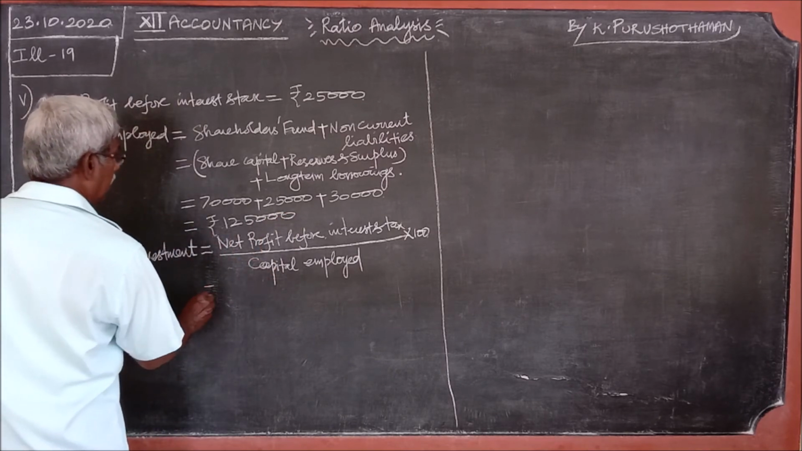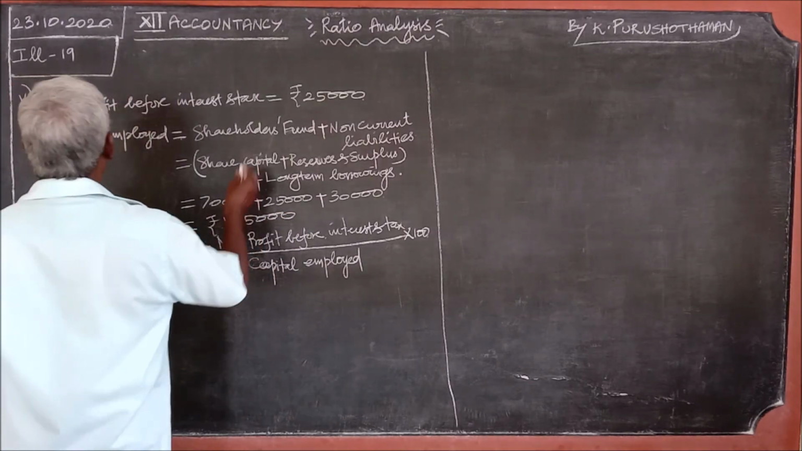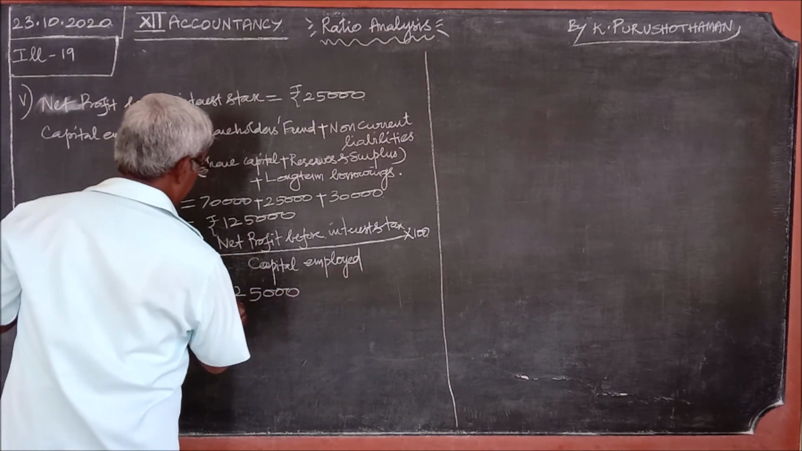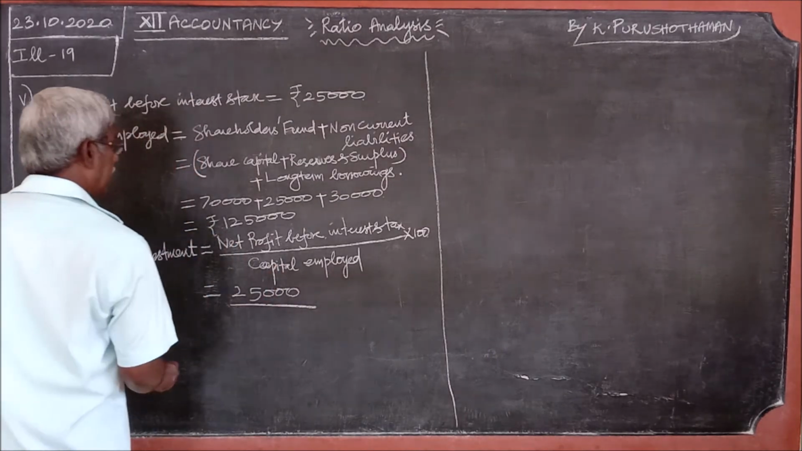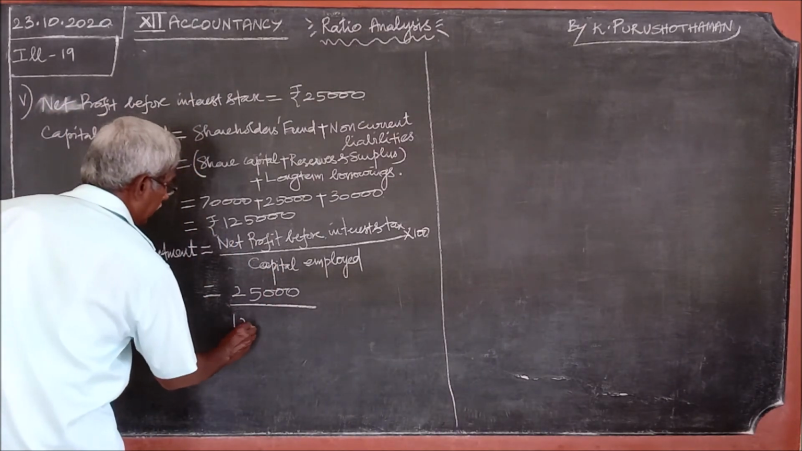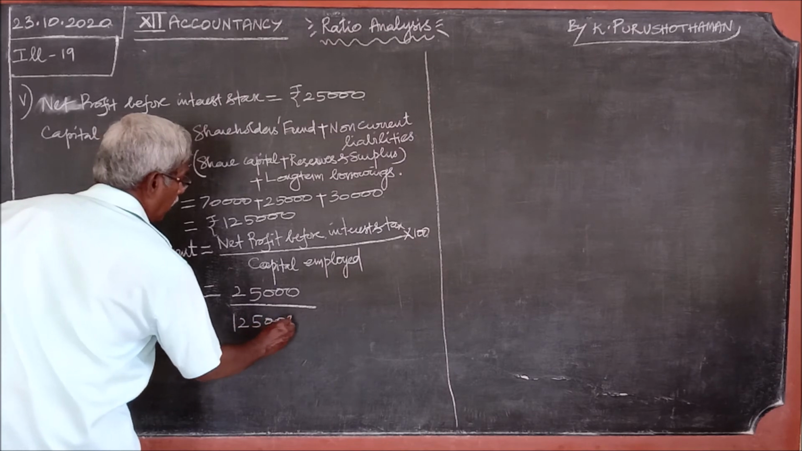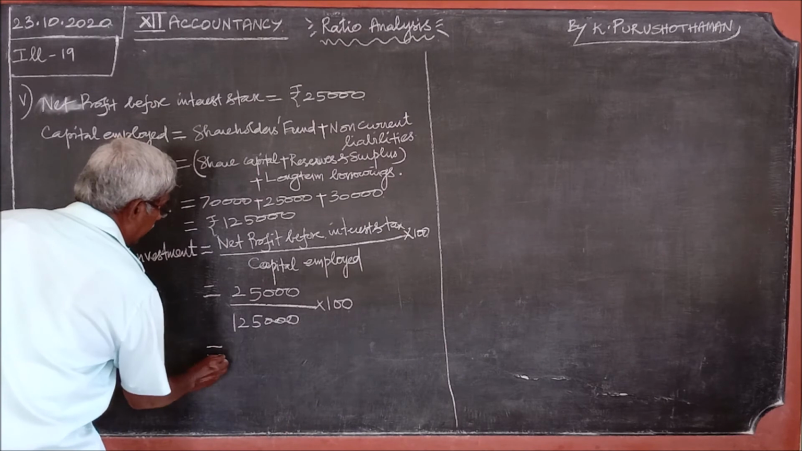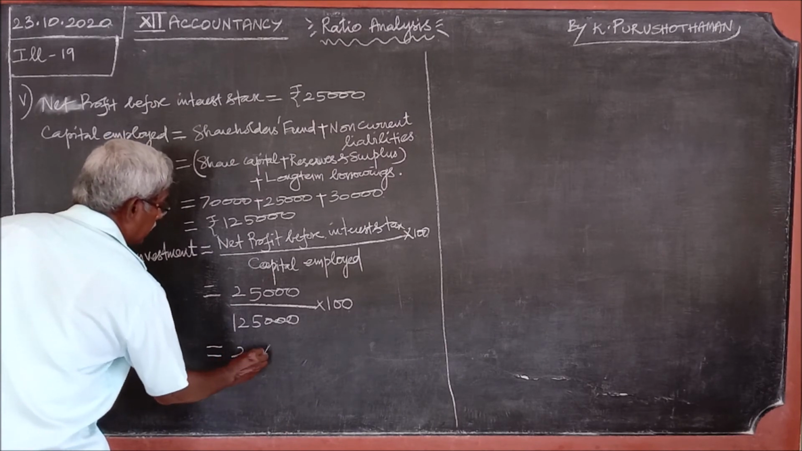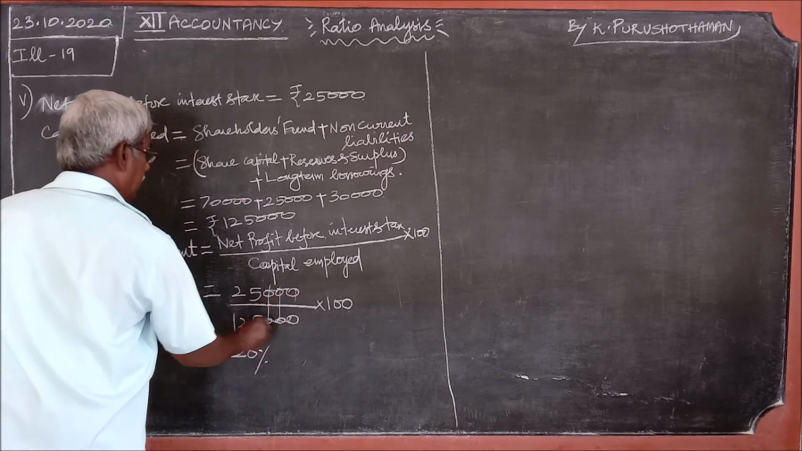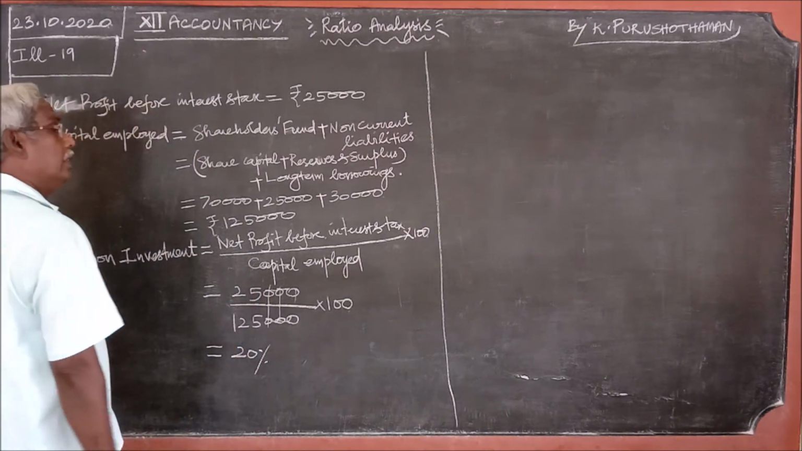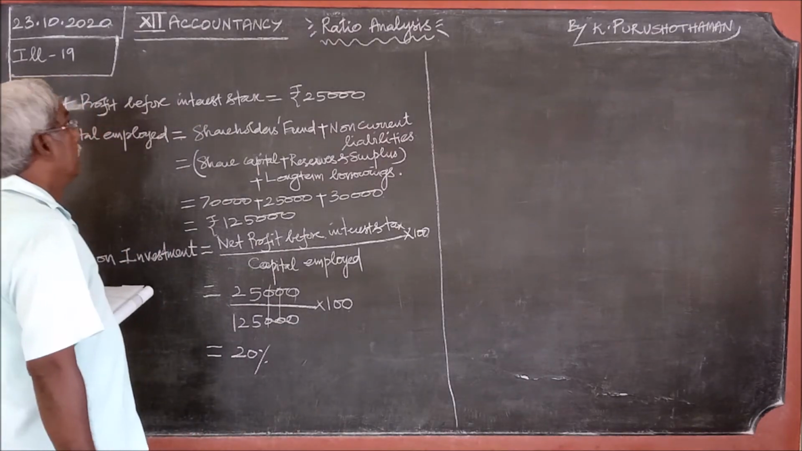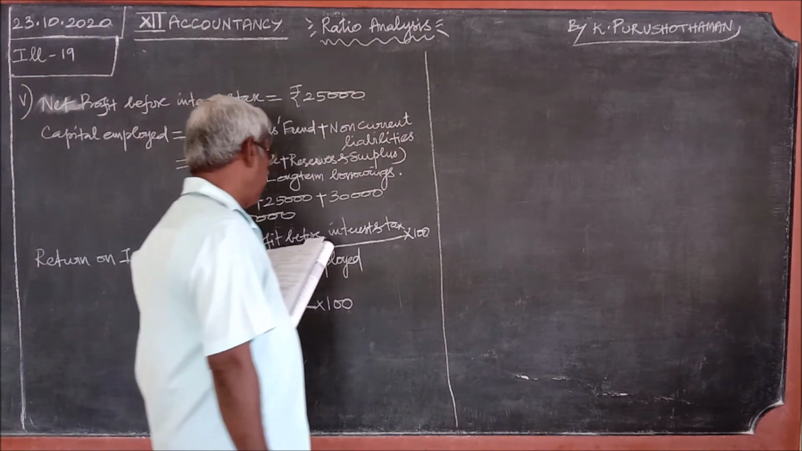Now we have found out the numerator value, which is given as it is, 25,000. Now we have calculated the capital employed as 1,25,000, into 100, which is equal to 20%. If you simplify, 1 by 5 into 100, 100 by 5, 20%.